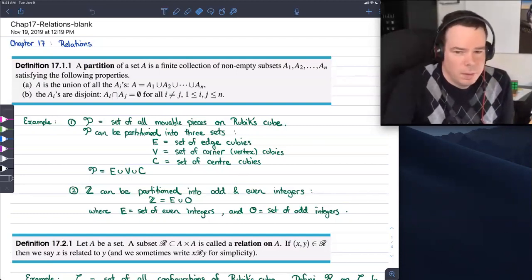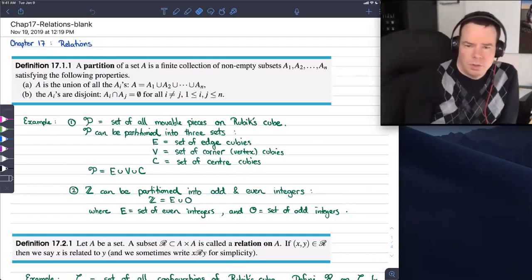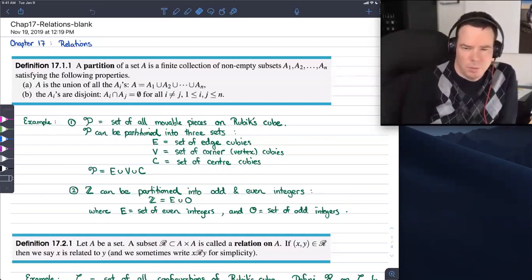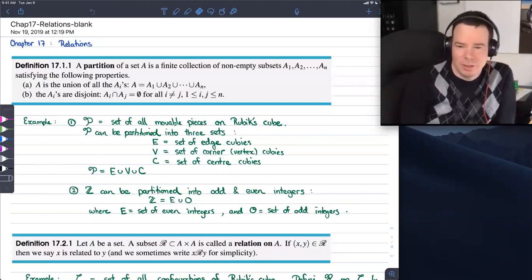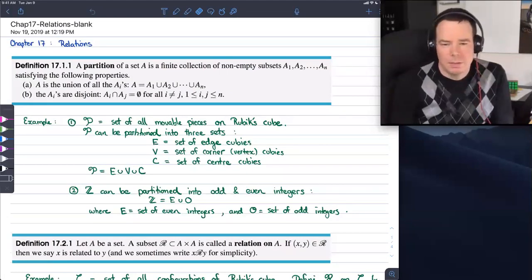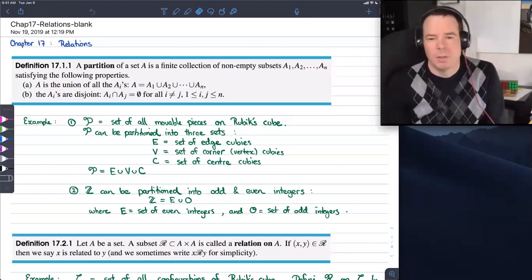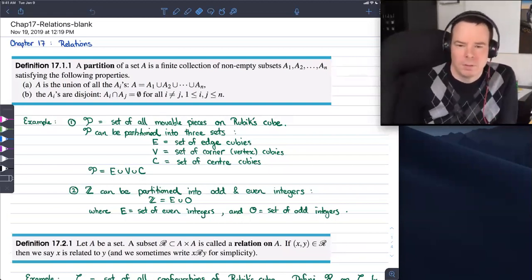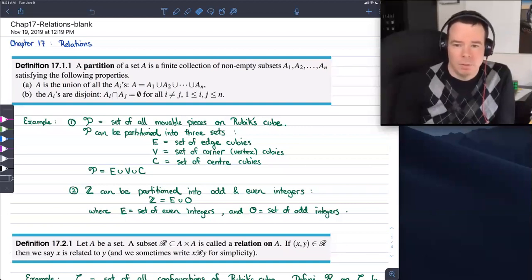So I did send out an announcement saying that the notes for chapter 17, which is relations, and chapter 18, which is on cosets, are available. These are, in some sense, relatively quick sections. They're just laying some of the groundwork material that we're going to need for our final topic, which is the Rubik's Cube. So I hope to get to the Rubik's Cube. Maybe we'll get to it on Friday. Definitely by next Monday, though, we'll get to it.